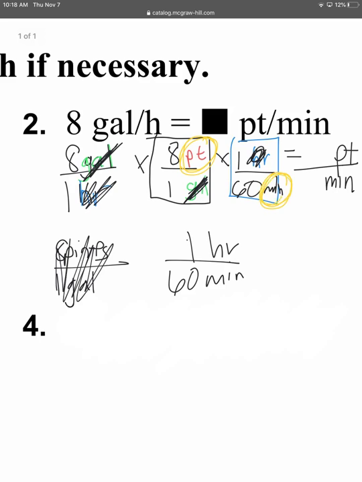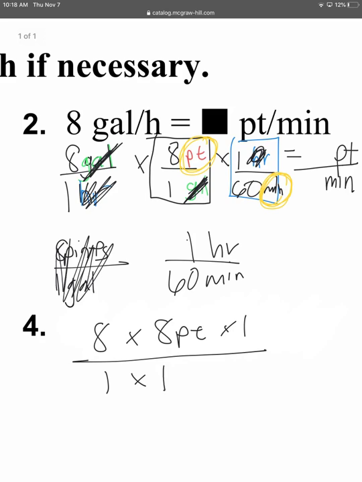So now we're just going to simplify. What's 8 times 8? Right? So let me backtrack. We're going to multiply everything that's in the numerator. And then everything that's in the denominator. Eight times 8 is? 64 times 1 is? So we have 64 pints over. 1 times 1 is? Times 60 is? 60. So we have 60 minutes.